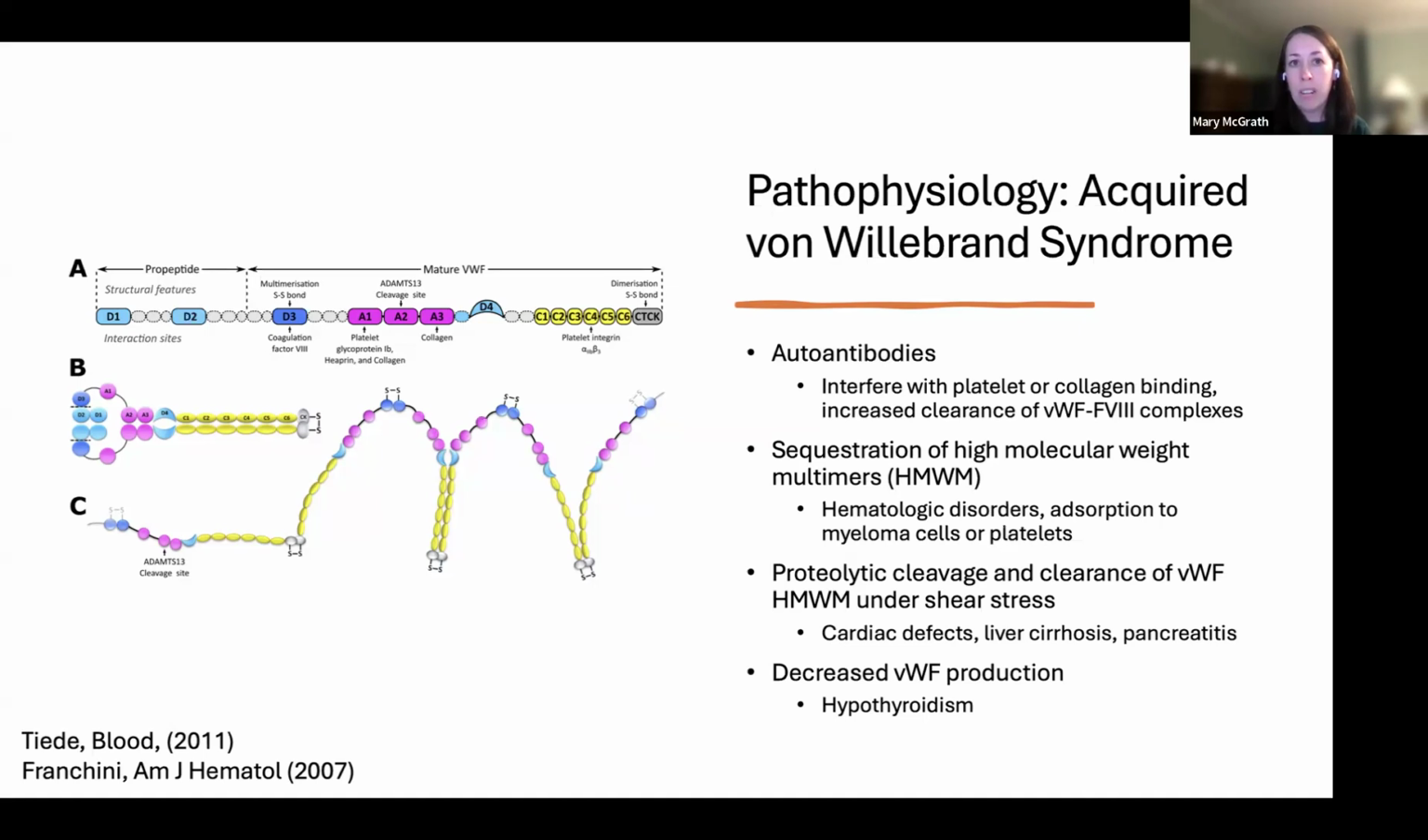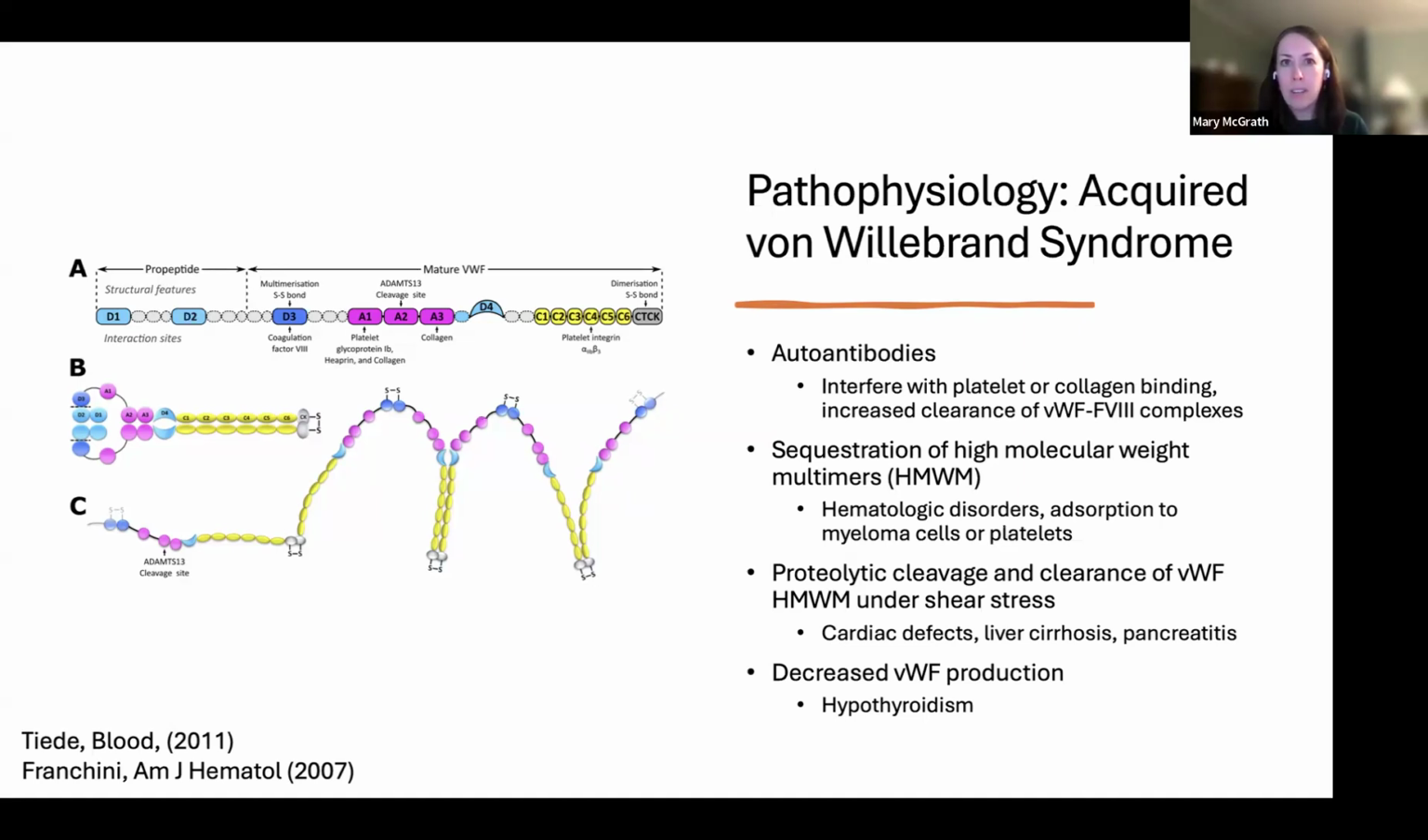In individuals with cardiac defects, there is typically increased clearance of the high molecular weight multimers as they're cleaved from the protein under shear stress. And then lastly, in hypothyroidism, it's thought that it's actually just a decreased production of von Willebrand factor protein, similar to someone with type 1 von Willebrand disease.